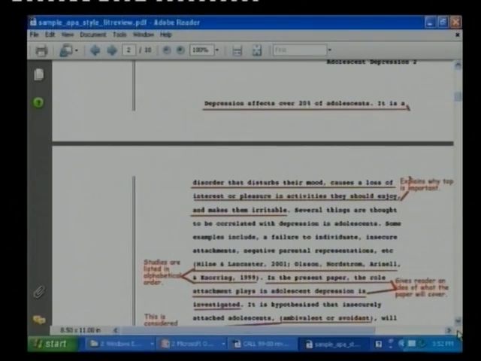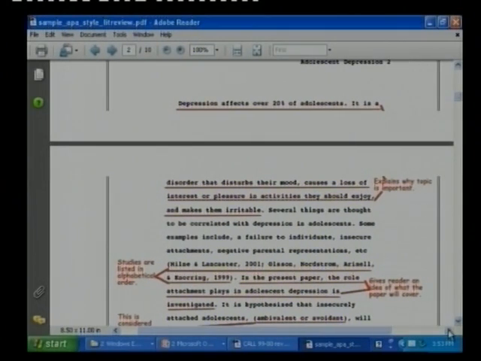So it says depression affects over 20% of adolescents. It is a disorder that disturbs their mood, causes a loss of interest or pleasure in activities they should enjoy, and makes them irritable. Well, the remark that comes is that it explains why the topic is important. So it should mention very clearly in the beginning that this topic has this particular importance, and this is where the hypothesis of the topic stands. This is the importance of the introduction in a literature review.